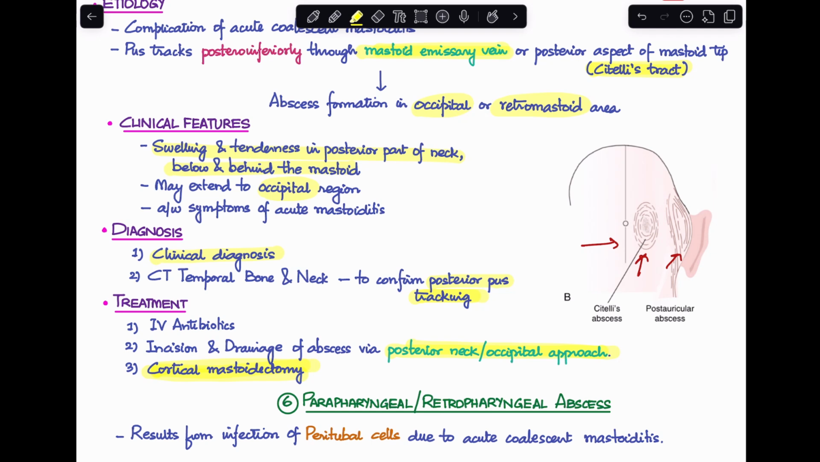The last one that we have is the parapharyngeal or the retropharyngeal abscess. We won't be discussing this in detail over here. I have 2 separate videos on parapharyngeal abscess and retropharyngeal abscess, which you can check out. But here, the parapharyngeal or the retropharyngeal abscess usually results from infection of the peritubal cells because of the development of acute coalescent mastoiditis. So that's all about the 6 different abscesses in relation to the mastoid that you need to know about.